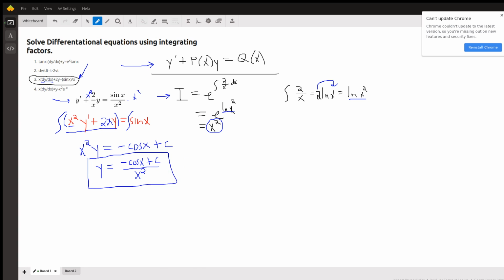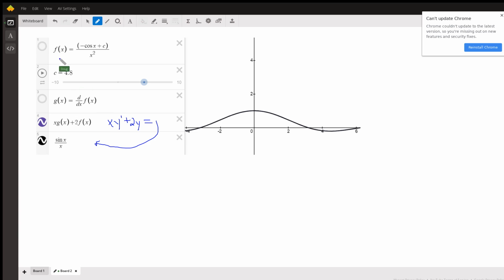And here's a way to convince yourself that that's true using Desmos. Here's f of x equals our general solution, where c is an arbitrary constant. You can use this slider to change the way the graph of f of x looks. Then g of x is the derivative of the original function. And now I can write x times g of x plus 2 times f of x and compare that with the graph of sine of x over x. And if they're identical, that means that this indeed was a solution to the original differential equation.